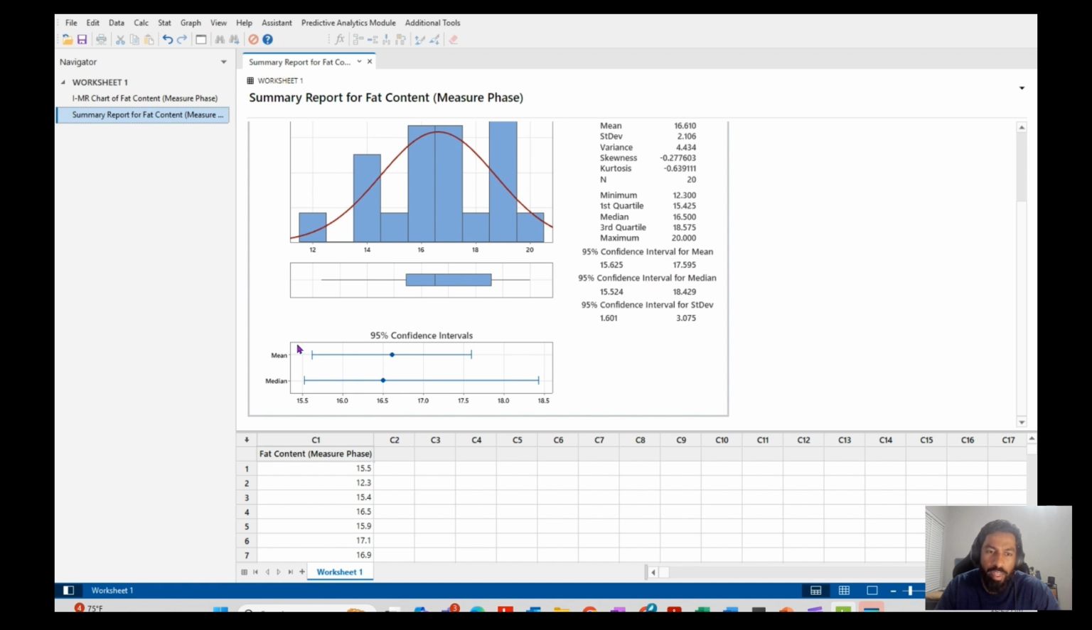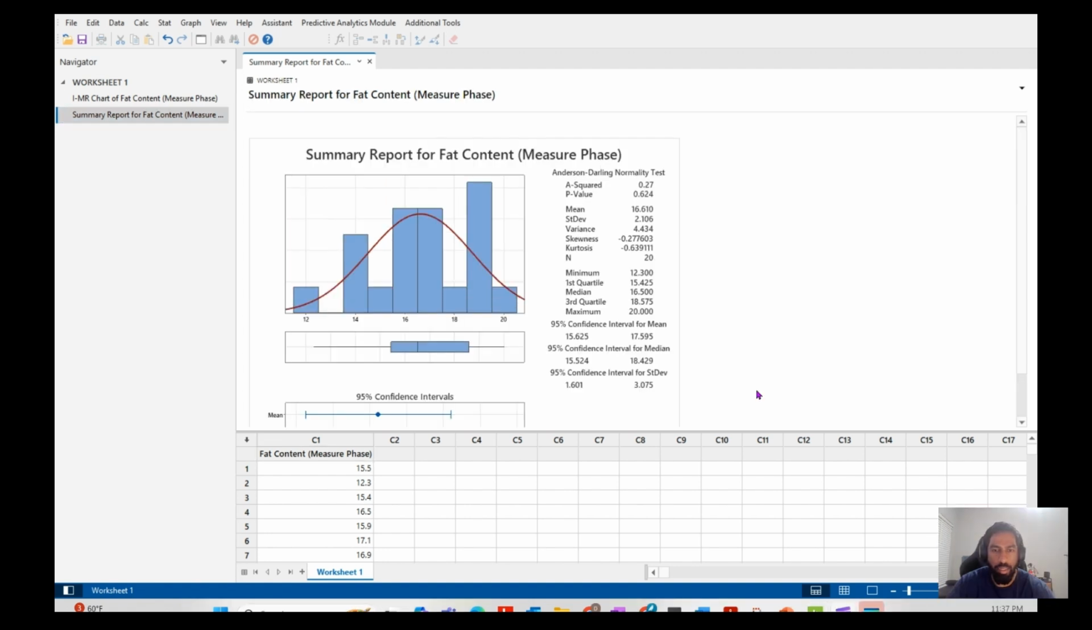Meaning that 15 grams, which is what we claim, doesn't even fall in the 95% confidence interval of the population mean fat content. So that means that what we claim is way off from what we are actually producing over here. So that means that this issue of the burgers being too greasy and having a higher fat content than what we claim is very much real.